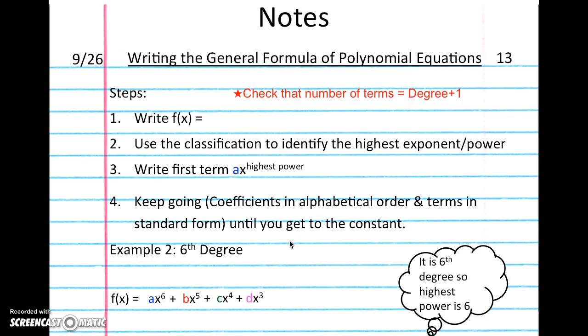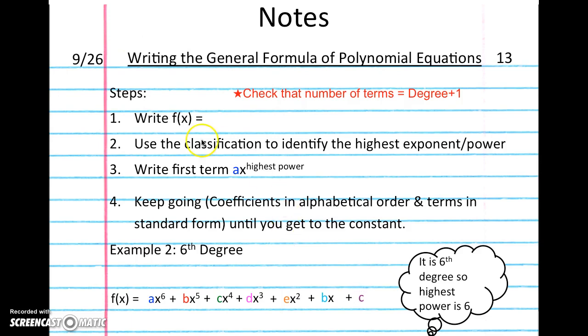dx cubed, ex squared, and fx. Am I done? No, I still have to put in that constant at the end. Can't forget to write that. All right, don't forget that constant.